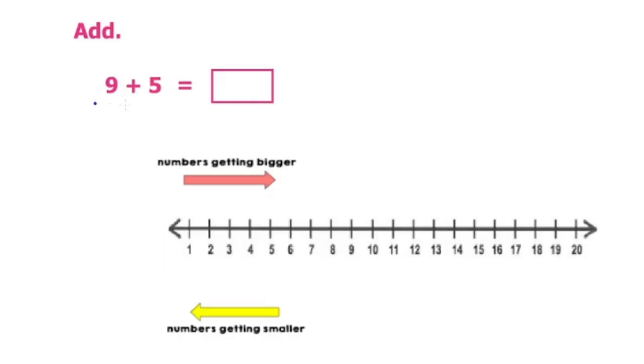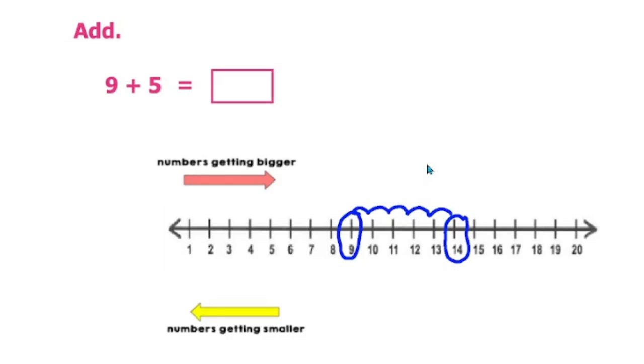You might remember what 9 plus 5 is, but if you don't, you could just imagine yourself standing at 9 and then advancing 5. So 1, 2, 3, 4, 5. And you end up here at 14. And that's the answer. That's the addition fact for 9 plus 5. 9 plus 5 is 14.